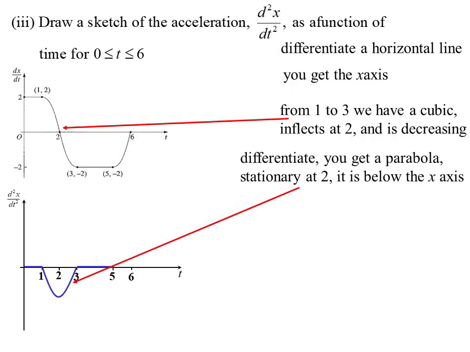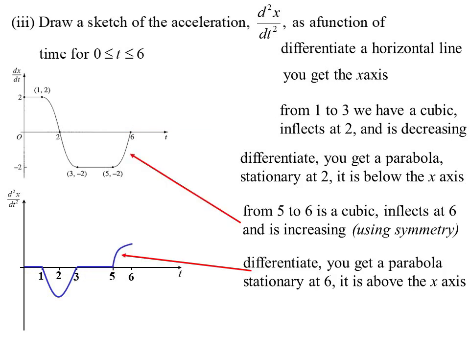From 1 to 3, look, I don't know. So I'm just guessing. But I'm saying that's a cubic. Kind of looks like a cubic, that sort of thing. So I'm calling it a cubic. It inflects at 2. So now I'm going to get a stationary point down here for that. And it's decreasing, so I know it's always going to be negative. Differentiate, get the parabola. Okay, I'm drawing one in. How far down? I don't know. I haven't got enough information. So I'll just draw that.